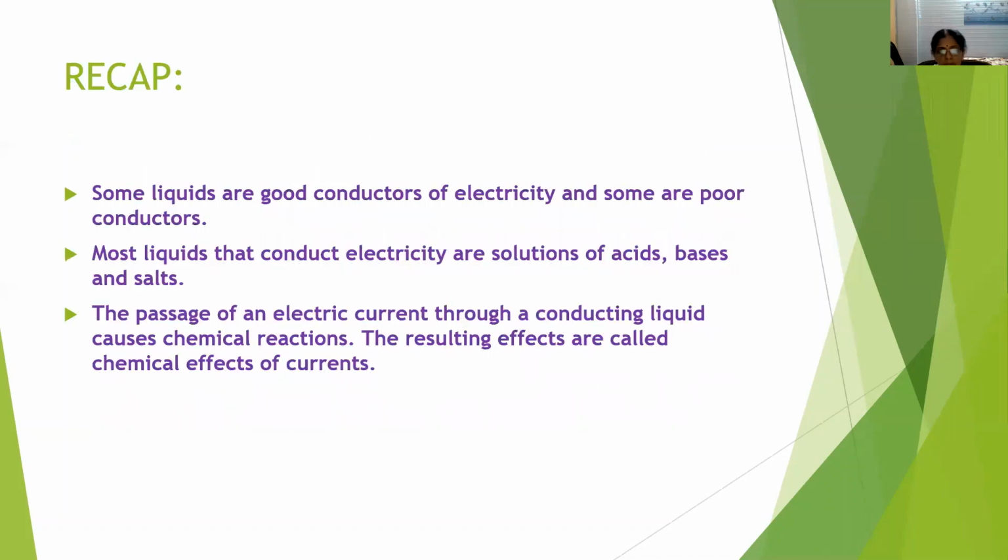Okay, children. In this session, we have revised some activities which show that some liquids are good conductors of electricity and some are poor conductors of electricity. Most of the liquids that conduct electricity are solutions of acids, bases, and salts. The passage of an electric current through a conducting liquid causes chemical reactions. The resulting effects are called chemical effects of electric current. That's all for this session.